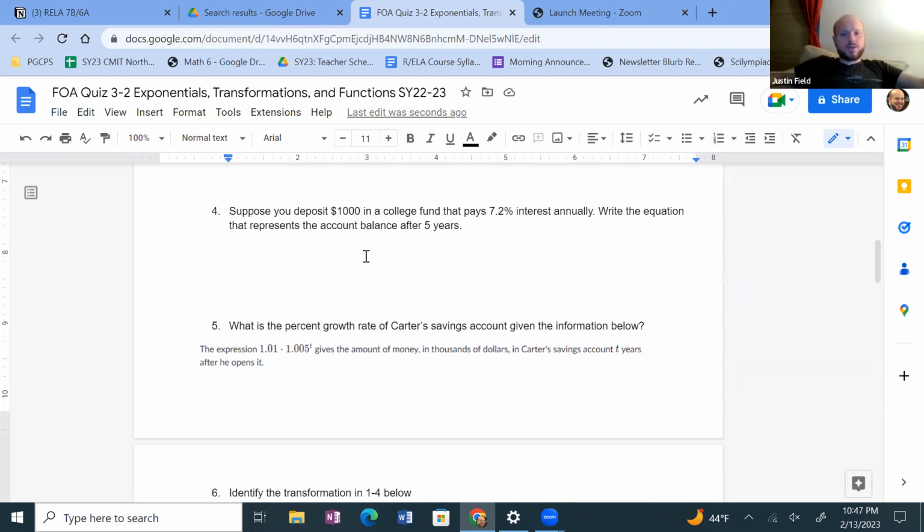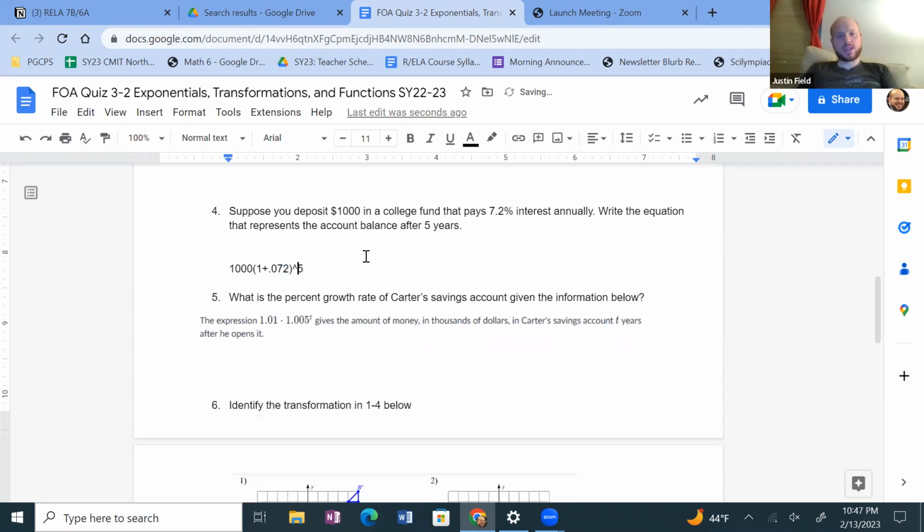Suppose you deposit $1,000 in the college fund that pays 7.2% interest annually. Write an equation that represents the account balance after 5 years. So we got $1,000 times 1.072 to the 5th. So that's what it should be. So the 1 comes from the 1 plus. And I thought that people would make this mistake, but I didn't see people making it in class: putting the percentage in the formula without converting it. Then when it came time for the quiz, boy, people did that. So make a note to yourself and don't do it next time.